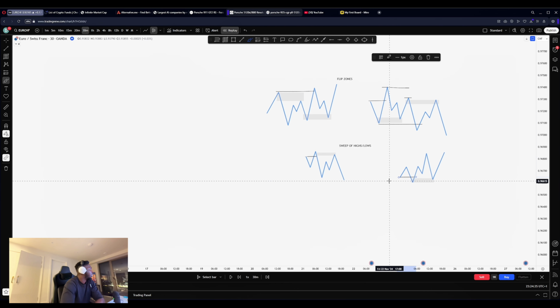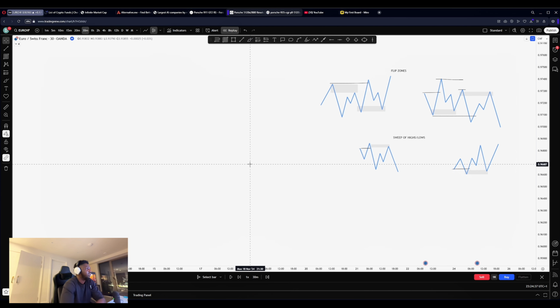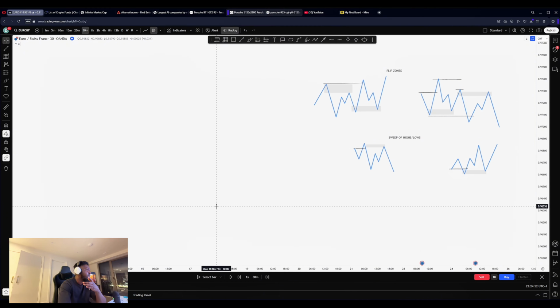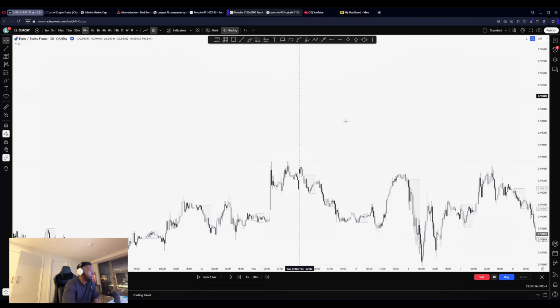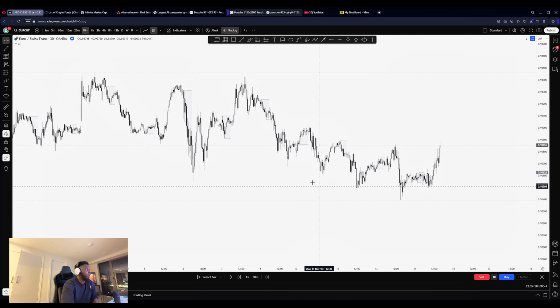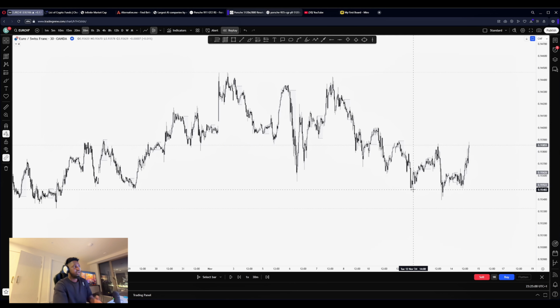So let's check this out on the chart. And sometimes, a lot of times actually, I get two of these in a setup. I basically see a flip zone and a sweep, which gives me double confirmation. A lot of times you get the two of them in one setup. So let's just jump right into the chart and let me show you an example of this.